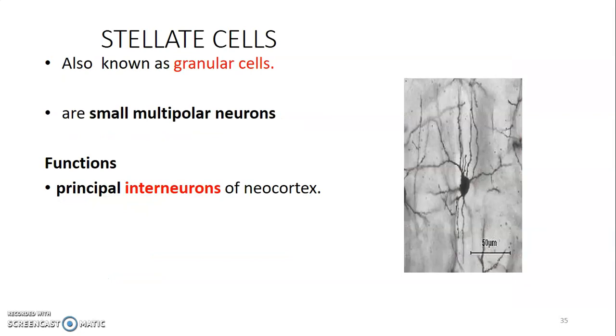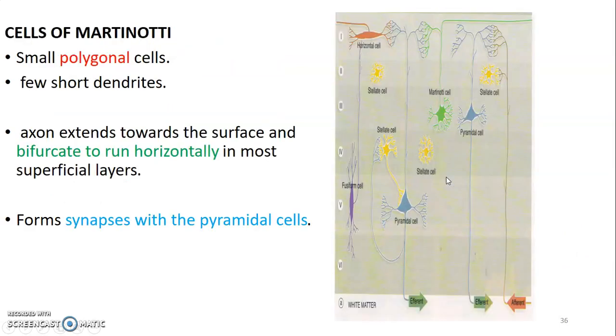Then we have stellate cells. They are star-shaped because they're multipolar. Remember, you have many projections from the cell body, makes them multipolar, and they're also known as granular cells. And we say they form the interneurons. So they're the principal interneurons of the neocortex. So that's an example of a stellate cell. It's multipolar. Then we have the cells of Martinotti.